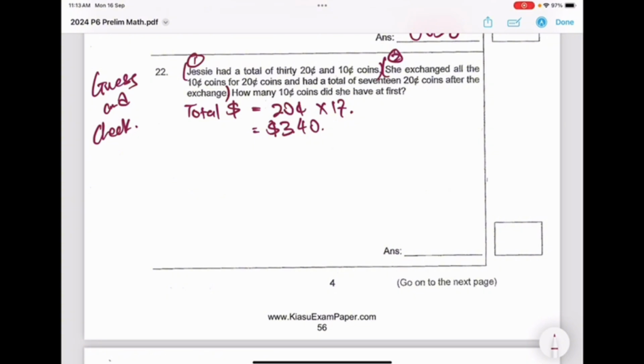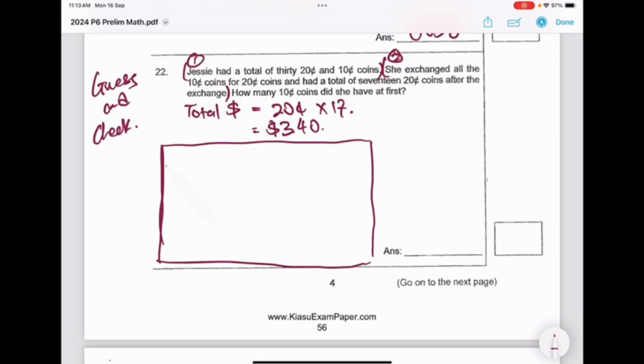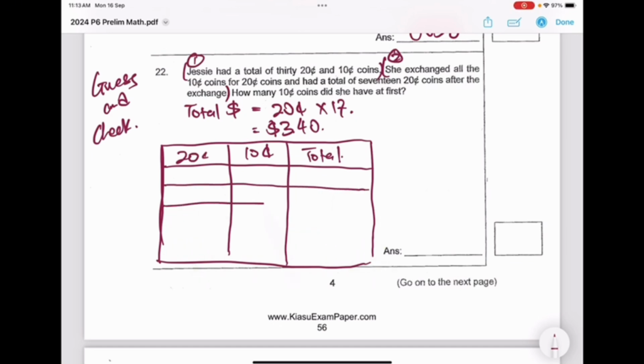Alright, whenever I use guess and check, what I want to do is to draw myself a table. So she had 20 cents and she had 10 cents, and this will be our total. Our total will have to meet the $3.40 criteria before we get it right. What I want to do is to first guess the number of 20 cents and the number of 10 cents, but they must add up to 30.